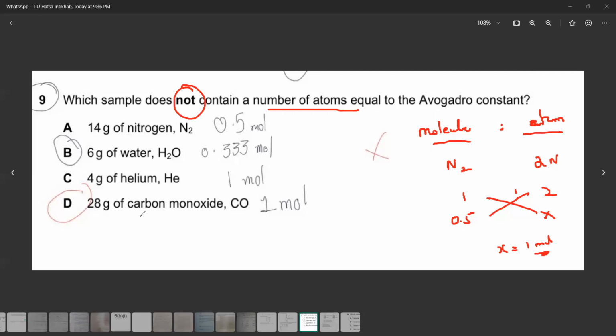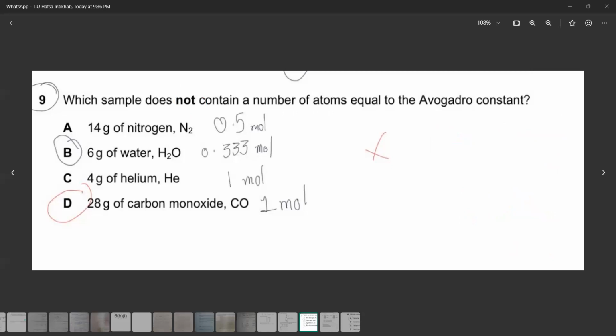Now, when we check for the second one, to find the moles of water, it will be 6 divided by 18. 6 divided by 18 is 0.33. Now, what is the relation between one molecule of water and atoms? One molecule contains two hydrogen and one oxygen. So how many atoms are there? Three atoms. So 1:3 is the ratio between molecule and atom.